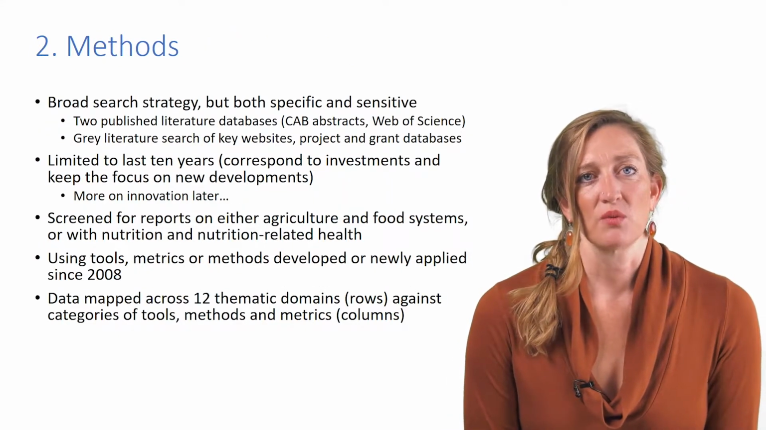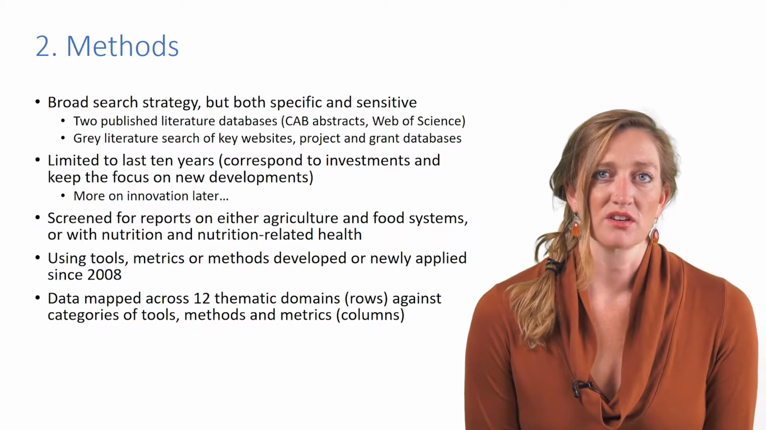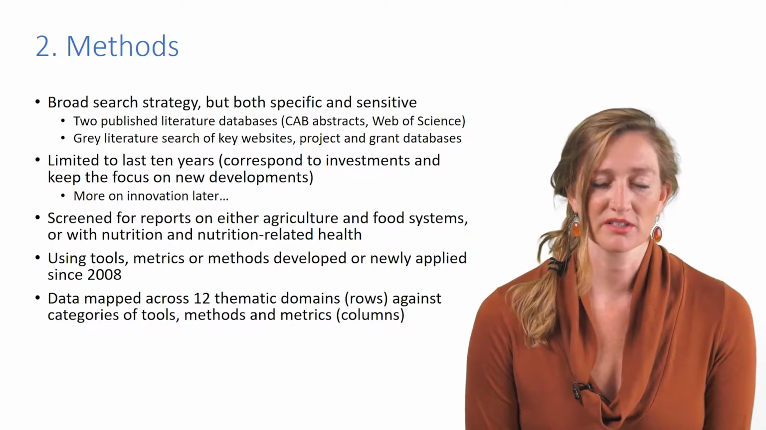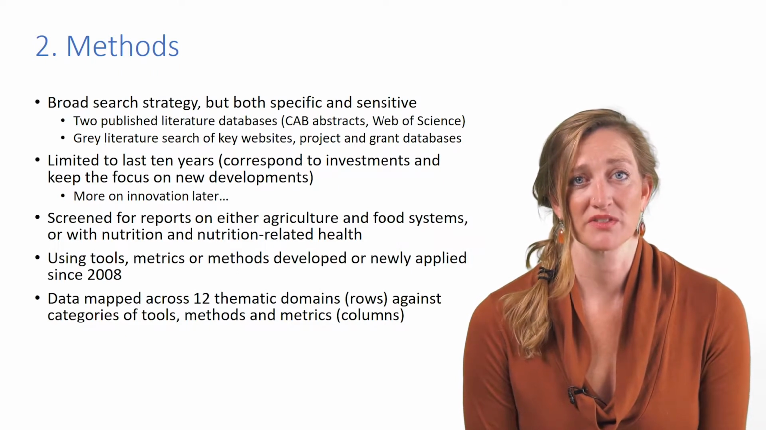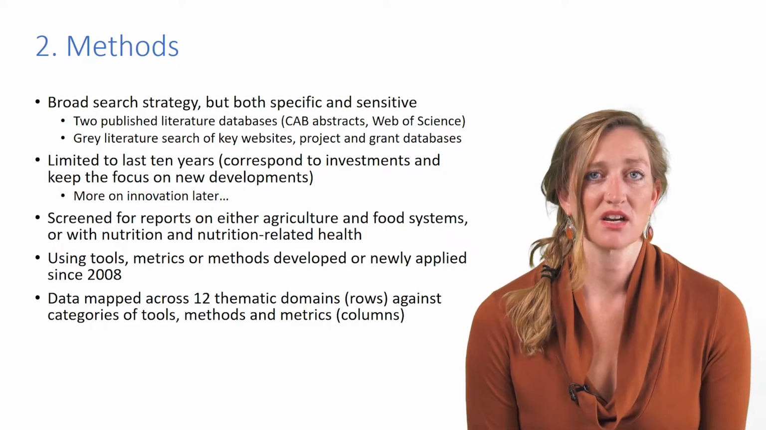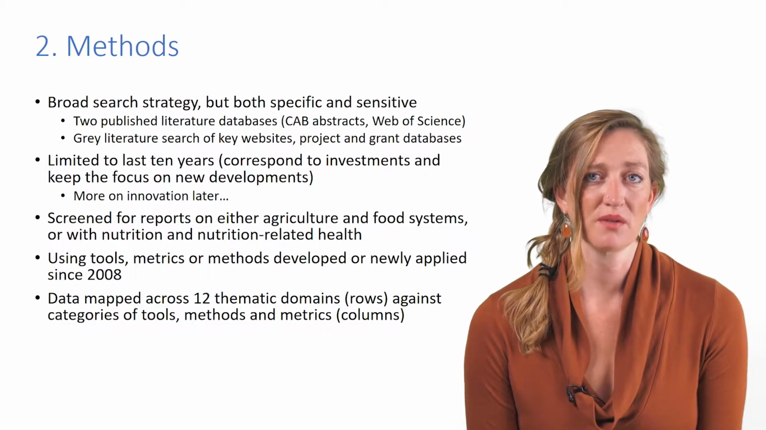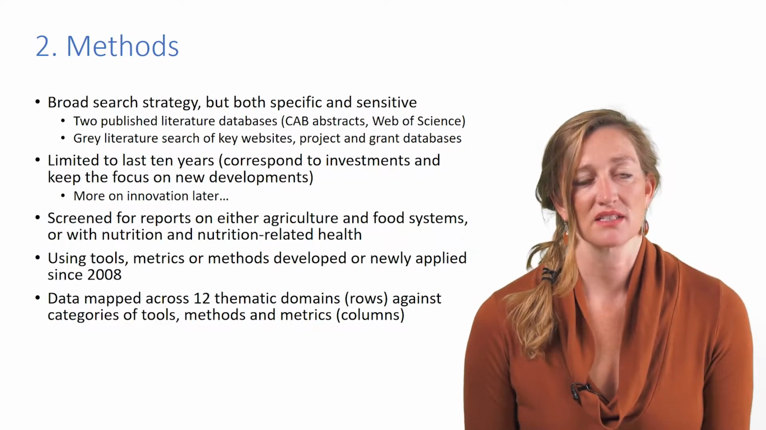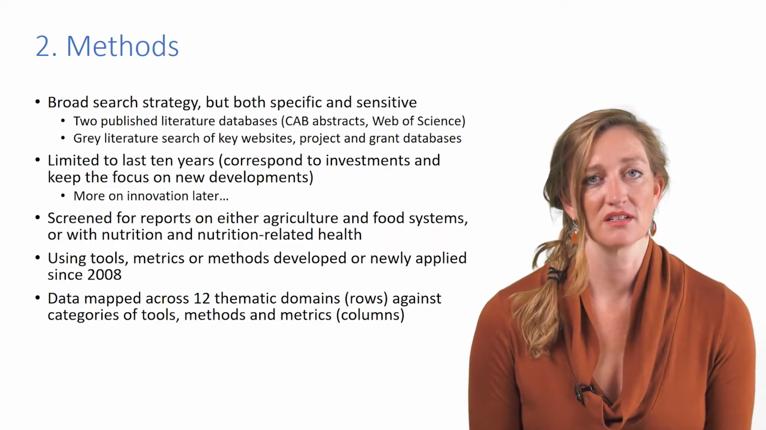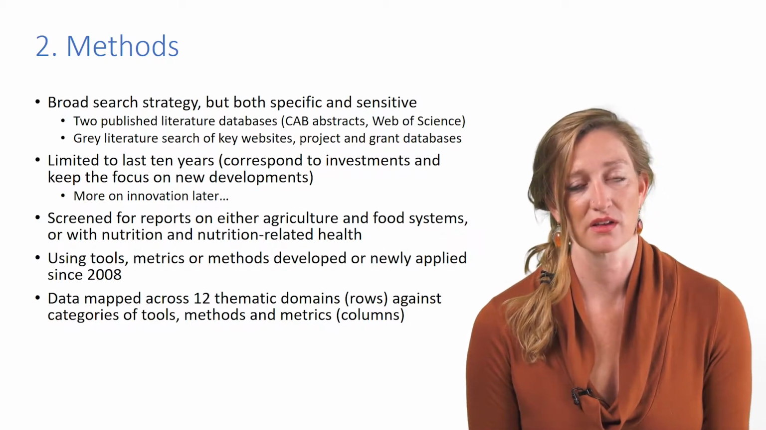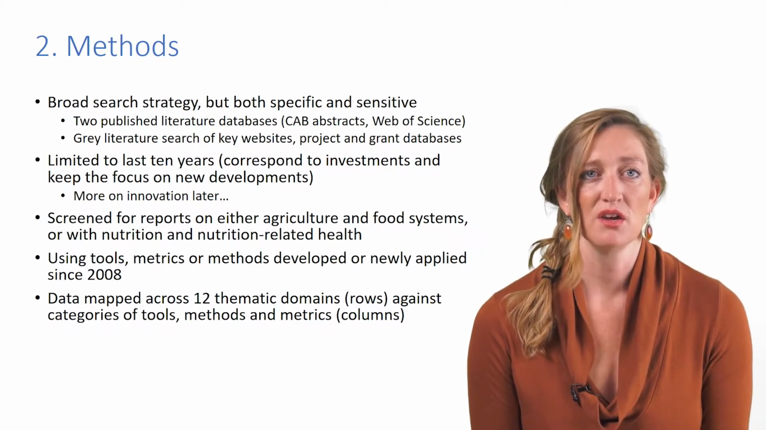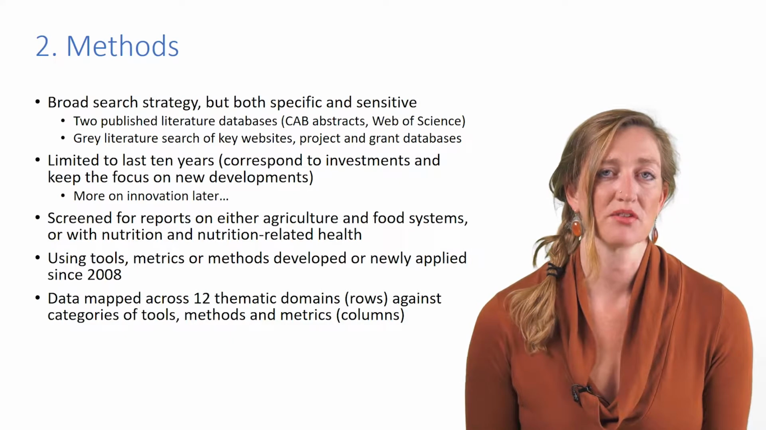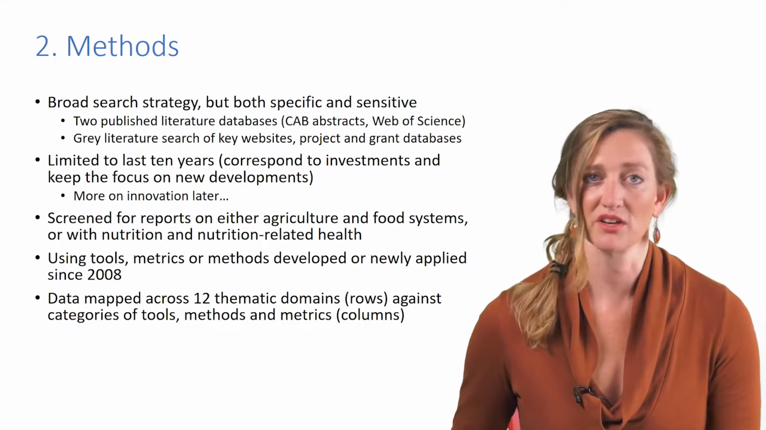So very briefly, we used a broad search strategy that took us a while to make both specific and sensitive, and we covered two published literature databases, CAB Abstracts and Web of Science, and we also conducted a very extensive gray literature search of key websites, projects, and grant databases. We limited the search to the last 10 years, and this isn't because there aren't great innovations that were developed prior to this. It was mostly to correspond to the investments that were made after the food price crisis and keep the focus on the latest innovations.